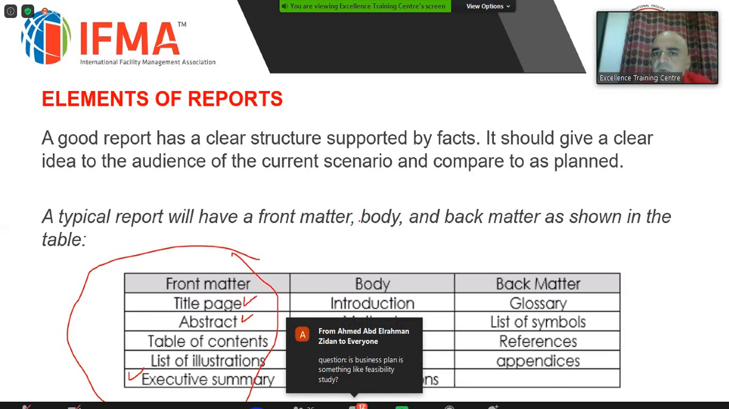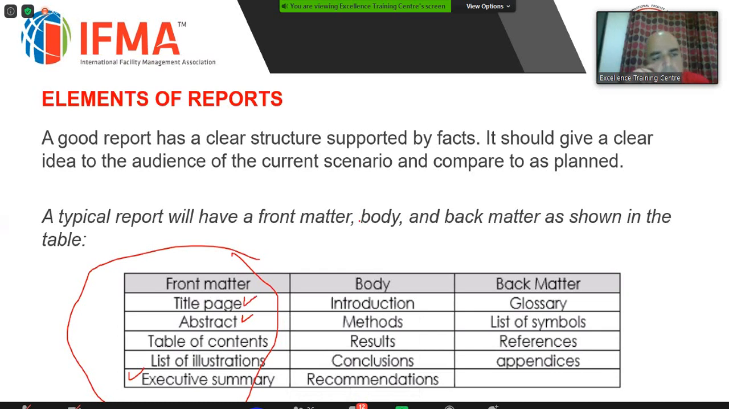Someone has a question. Let me see. Is a business plan something like a feasibility study?